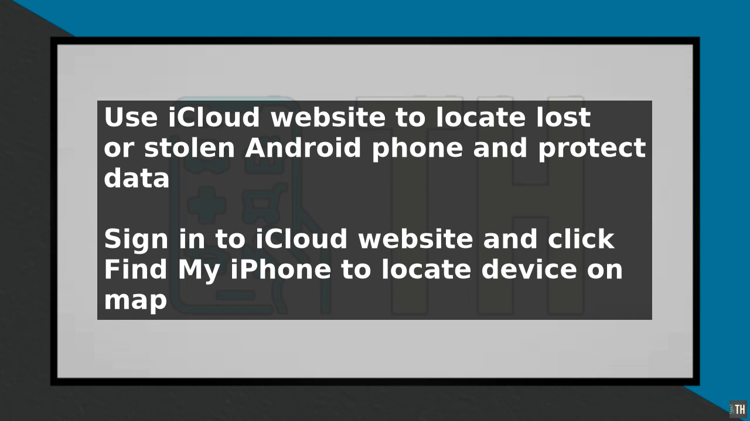In conclusion, accessing iCloud on an Android phone is a simple process that allows you to view and manage your iCloud content on a non-Apple device. By following these steps, you can easily access your iCloud photos, contacts, calendar, and more, and even use iCloud to locate your Android phone if it is lost or stolen.